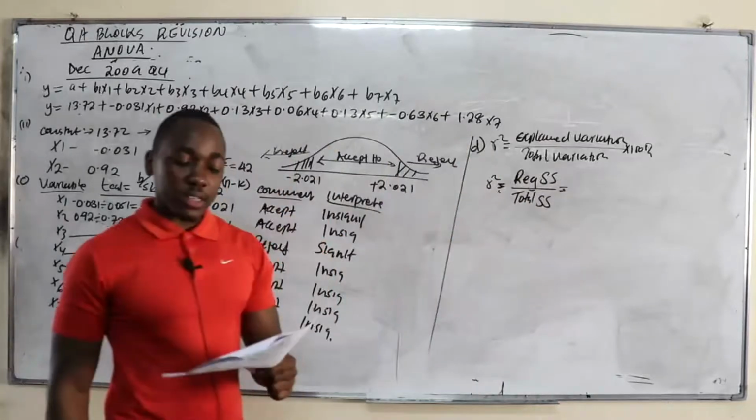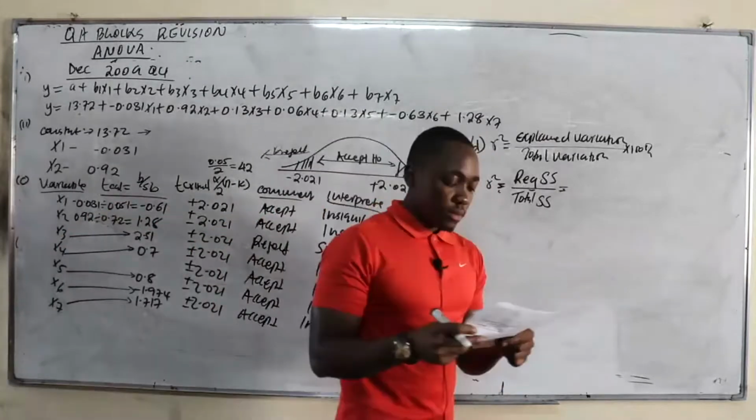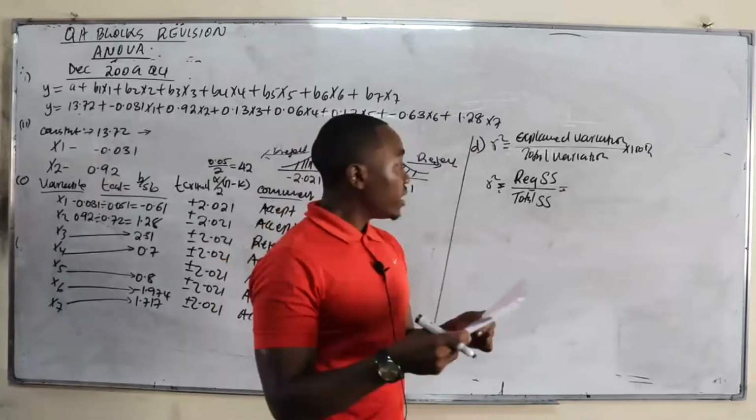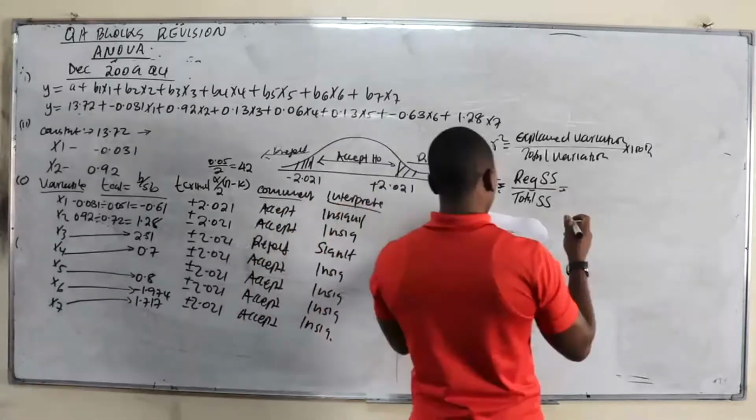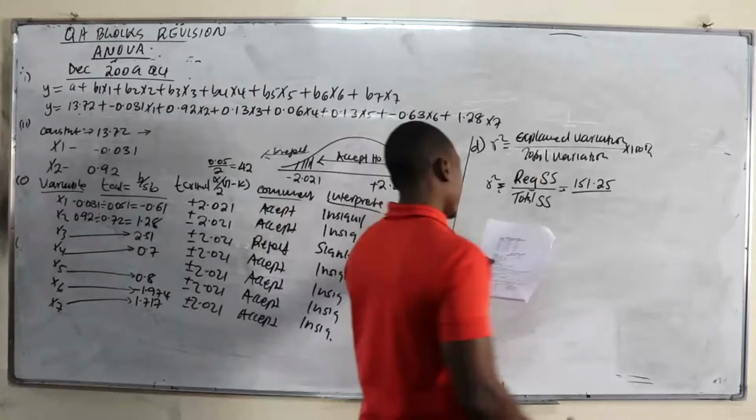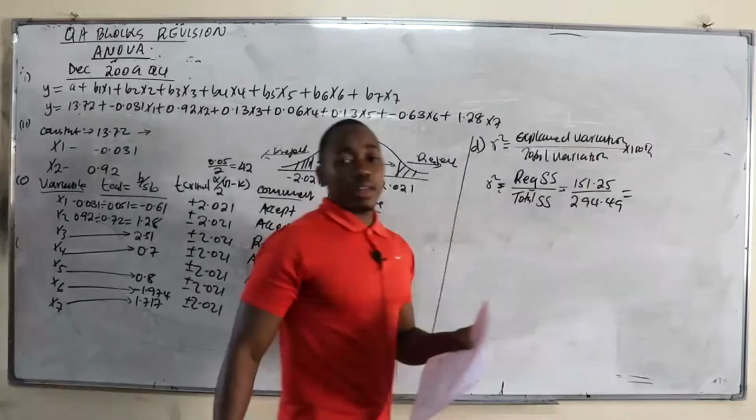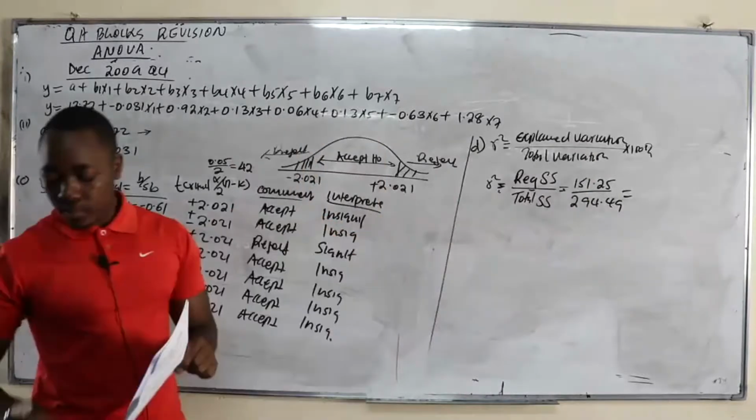Now let's go to the Anova table. In the Anova table, we have sum of square. Are we there? You take the regression sum of square, which is 151.25. You divide by the total sum of square. That replaces the variation. 294.4. Can someone give me that? 0.52.